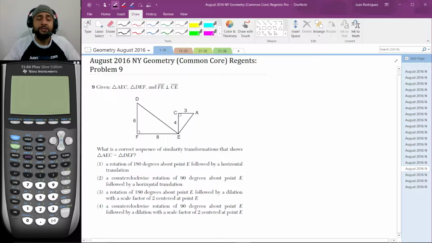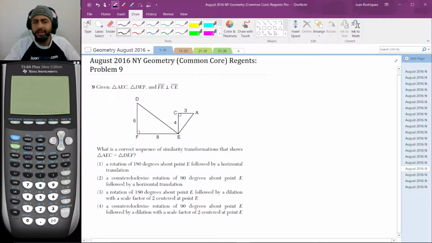My advice to you is that there should be some answers here that don't quite make sense for the problem. Some answers you should be able to tell are wrong based on how they transform the triangle. We're transforming triangle AEC, by the way, not triangle DEF. Some answers should look wrong to you.